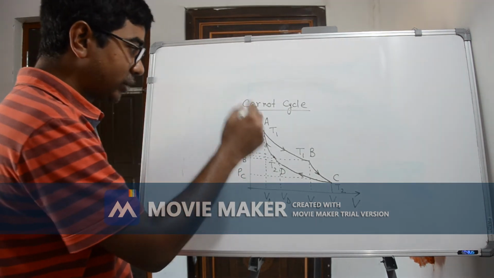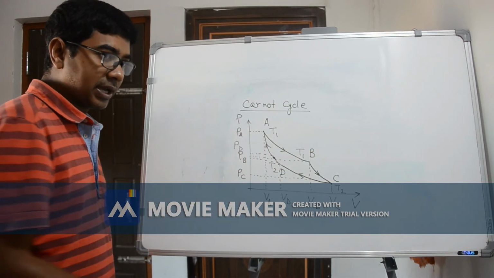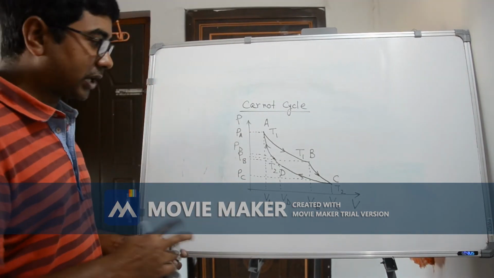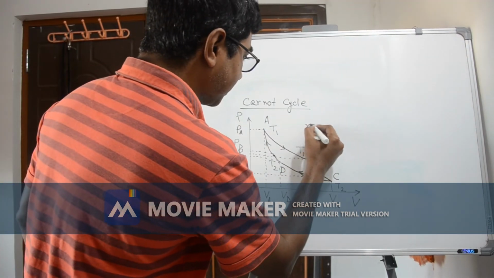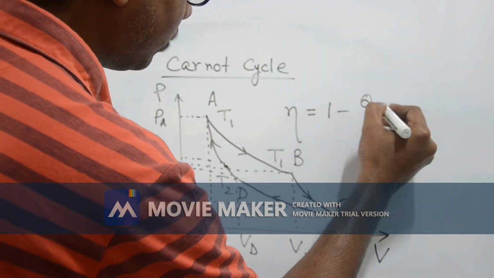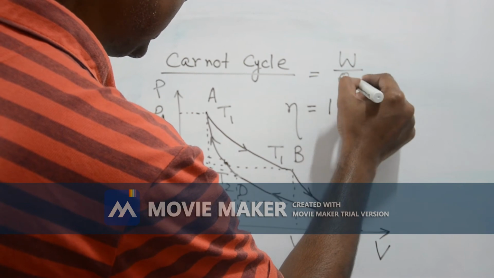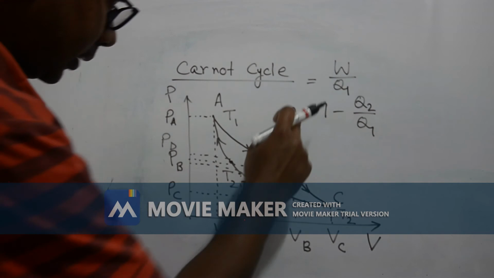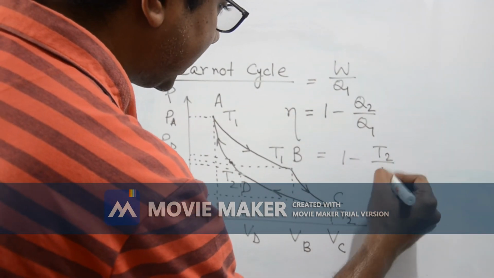The engine which will be performing by following the Carnot cycle will be called a Carnot engine, and the refrigerator which will follow the Carnot cycle will be called a Carnot refrigerator. So for the Carnot engine, the efficiency eta, which is defined as 1 minus Q2 by Q1, or the way we started, W by Q1. It can be shown that this efficiency of the Carnot engine can be written as 1 minus T2 by T1.